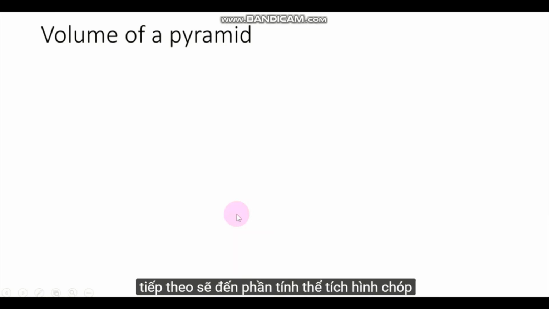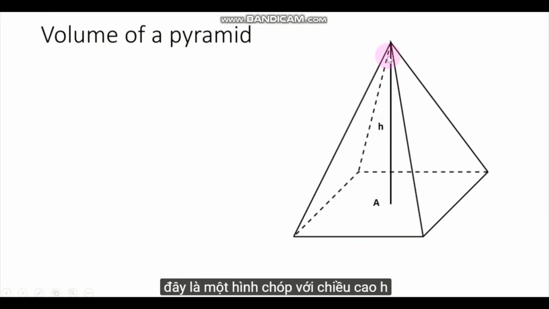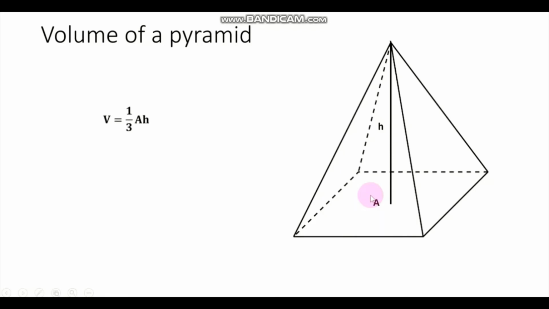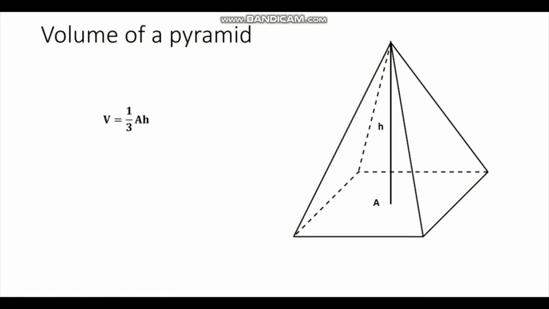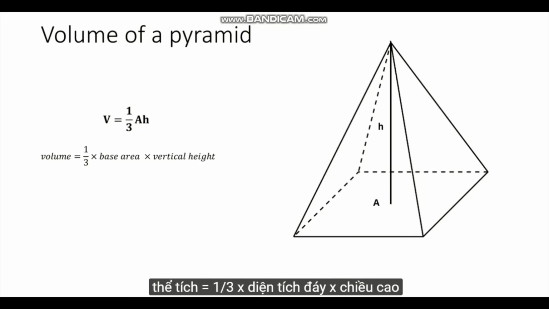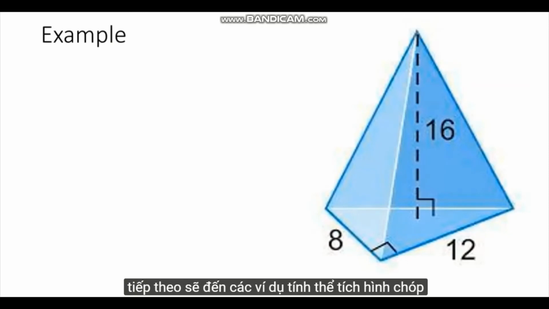Moving on to how to calculate the volume of a pyramid. So this is a pyramid with the vertical height of h and the base area of A. So the formula to calculate the volume would be V equals 1/3 times A times h, or also volume equals 1/3 times base area times vertical height.